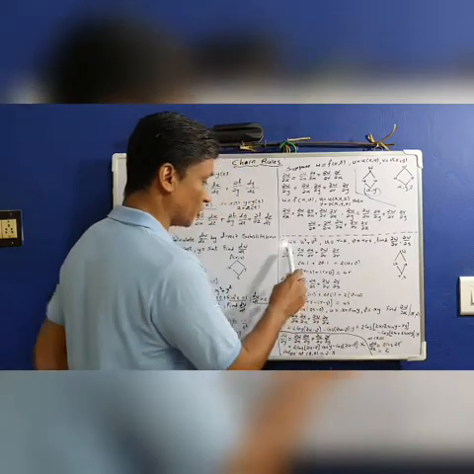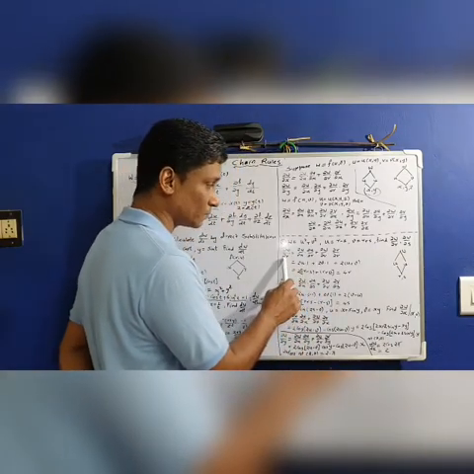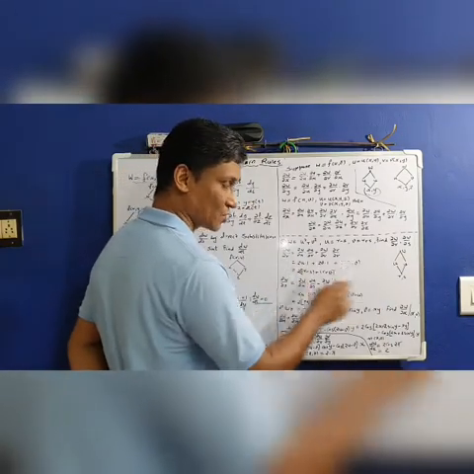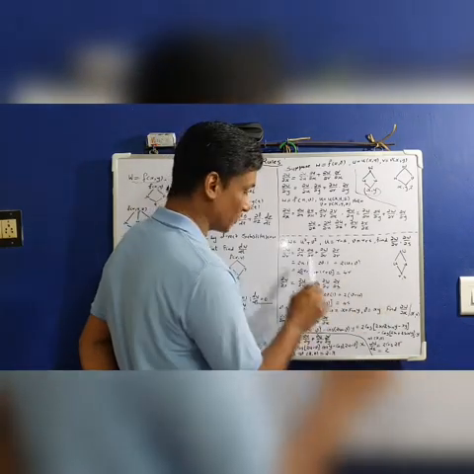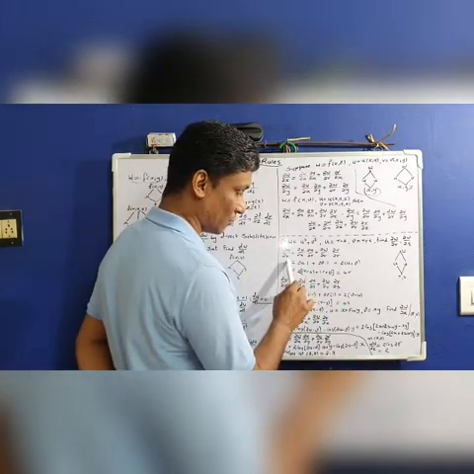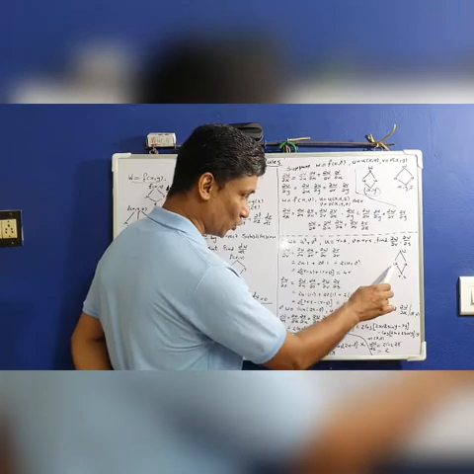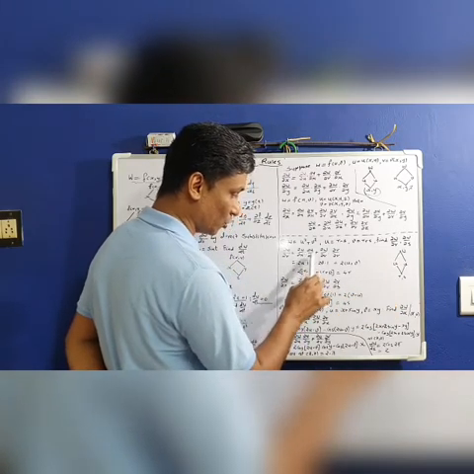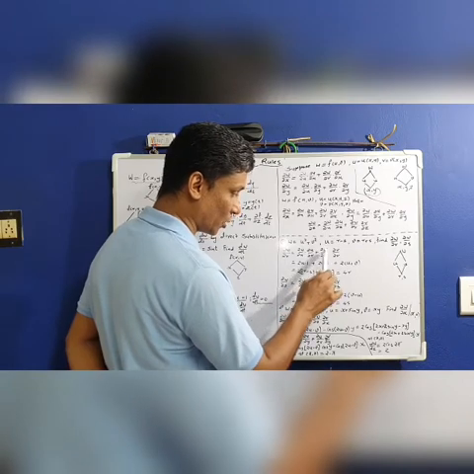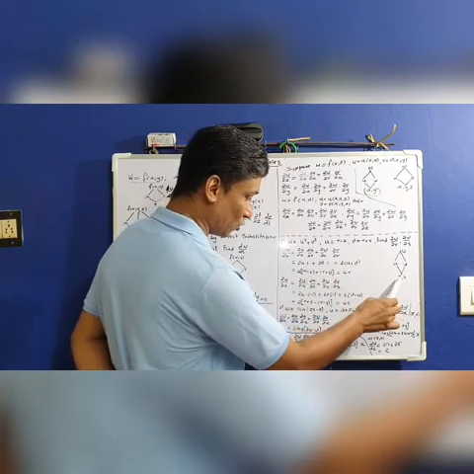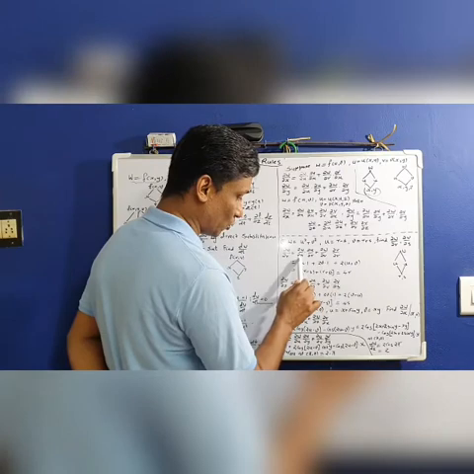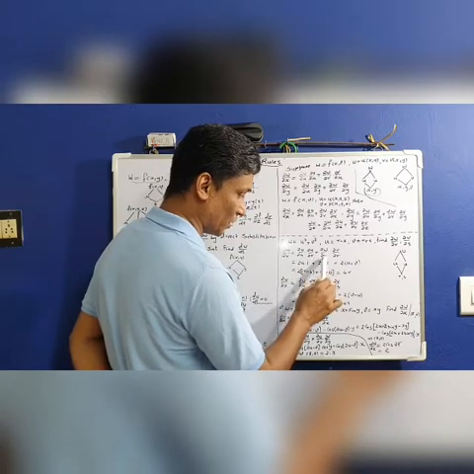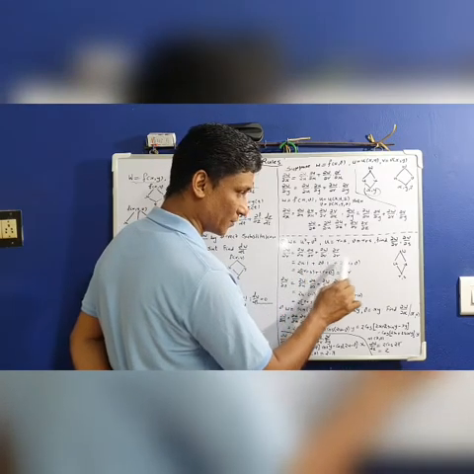Now come to the formula. ∂w/∂r equals, look at this diagram and study the formula and try to understand the formula. ∂w/∂r = ∂w/∂u · ∂u/∂r + ∂w/∂v · ∂v/∂r.